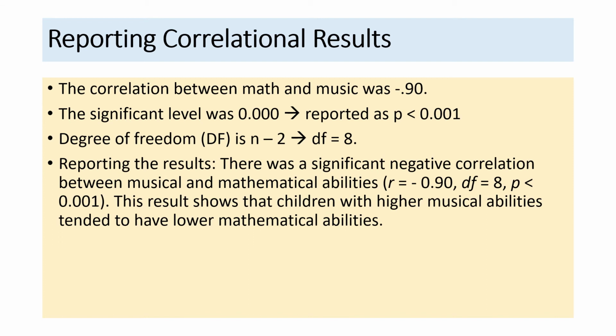There was a significant negative correlation between musical and mathematical abilities. R is the correlation index, or correlation coefficient, which was negative 0.90, df equals 8, and p is less than 0.001. This result shows that children with higher musical abilities tended to have lower mathematical abilities.